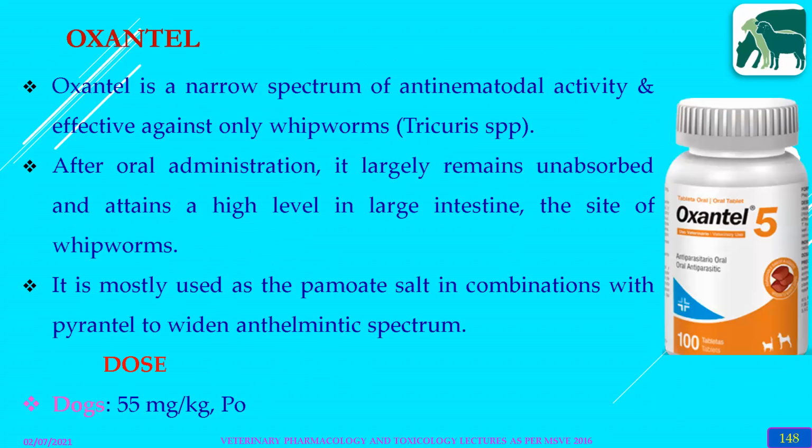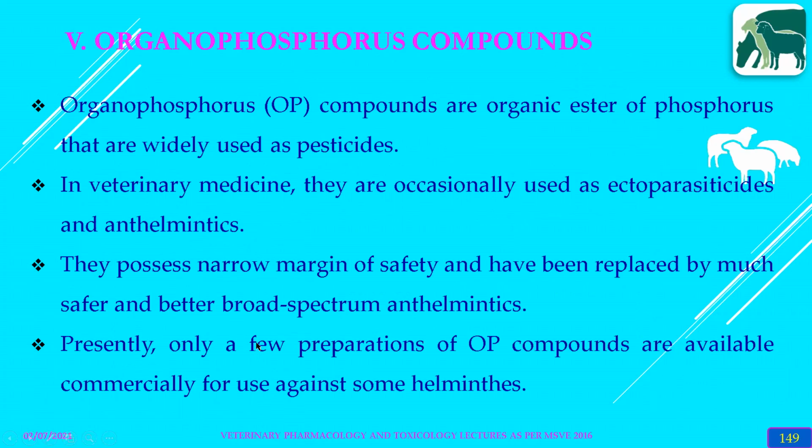The next drug is oxantel. It is a narrow spectrum anthelmintic, only against the whipworm, that is Trichuris species. It is available as an oral administration agent, and it is not absorbed. The dose is a little high when compared to morantel.